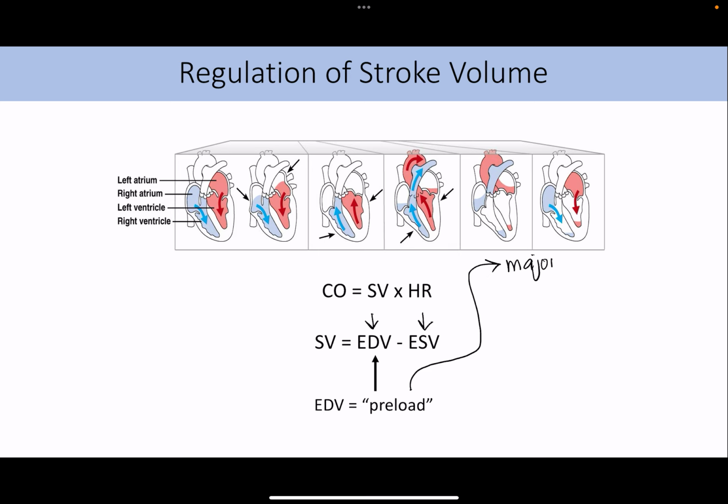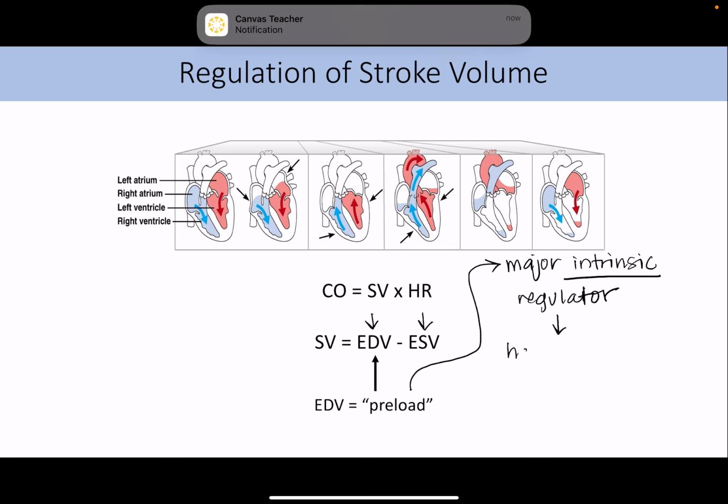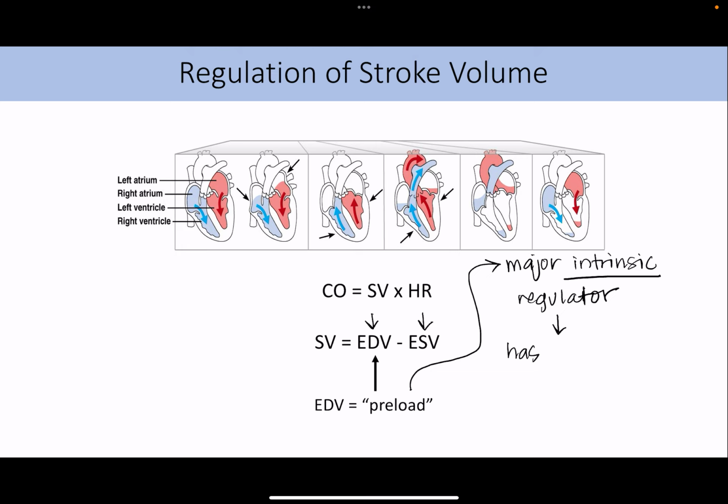And what intrinsic means, in reference to the heart specifically, is that it has the ability to control or influence cardiac output or heart activity on its own.